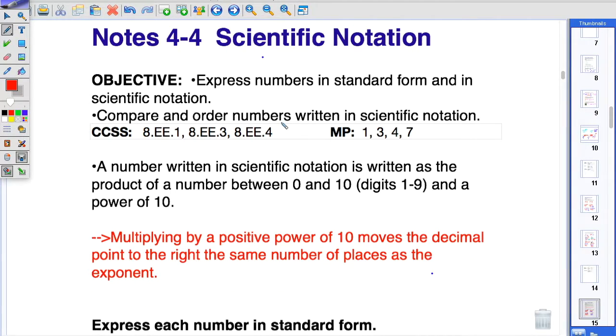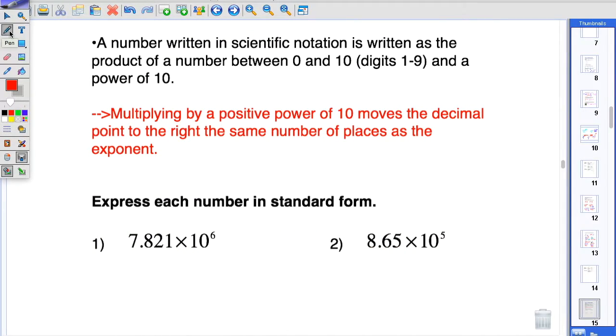Notes 4.4 on scientific notation. Express numbers in standard form and in scientific notation. Compare and order numbers written in scientific notation. The Common Core state standards are listed in the mathematical practices. A number written in scientific notation is written as a product of a number between 0 and 10, so your digits before the decimal have to be the digits 1 through 9, and a power of 10. Multiplying by a positive power of 10 moves your decimal point to the right the same number of places as your exponent. Express each number in standard form.